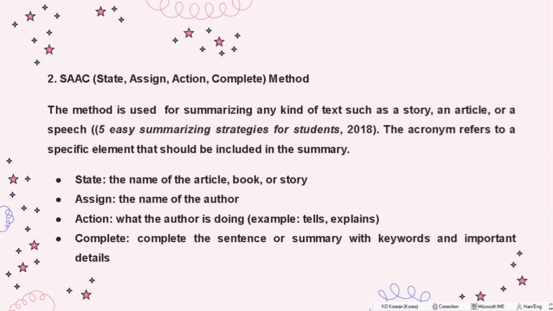Next, we have the SAAC method: State, Assign, Action, Complete. The method is used for summarizing any kind of text such as a story, an article, or a speech. The acronym refers to a specific element that should be included in the summary. State the name of the article, book, or story. Assign the name of the author. Action, what the author is doing: tells and explains. And then complete the sentence or summary with keywords and important details only.